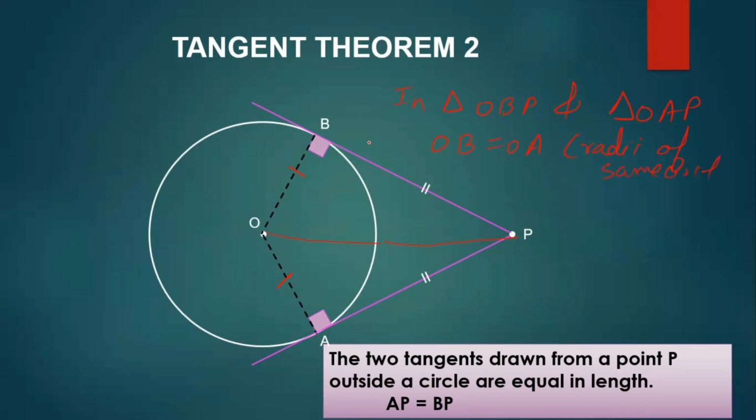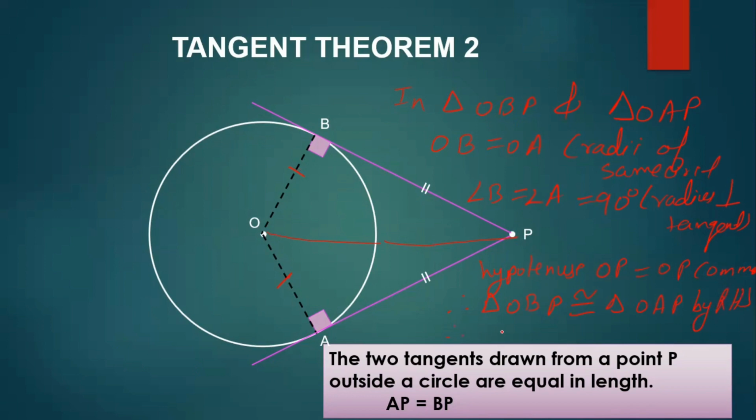Then we have angle B is equal to angle A, which is 90 degrees, because radius is perpendicular to tangent at the point of contact, as we have just seen. And we have the hypotenuse, the side opposite to the right angle. Hypotenuse OP is equal to OP, which is common. So since we have one hypotenuse, one side and a right angle, triangle OBP is congruent to triangle OAP by RHS congruence.